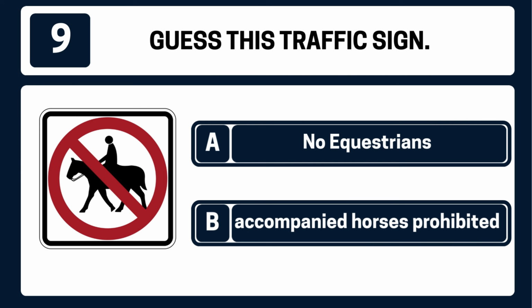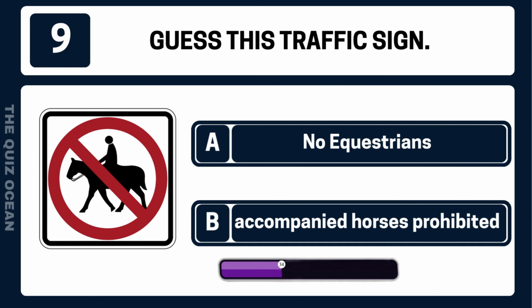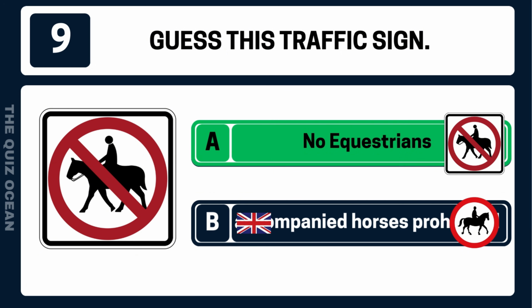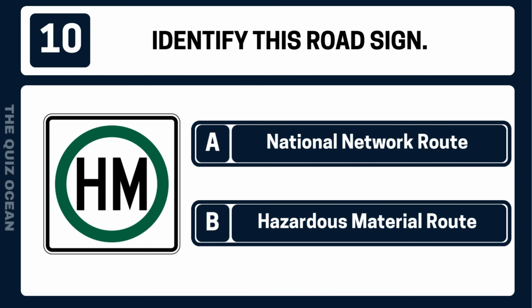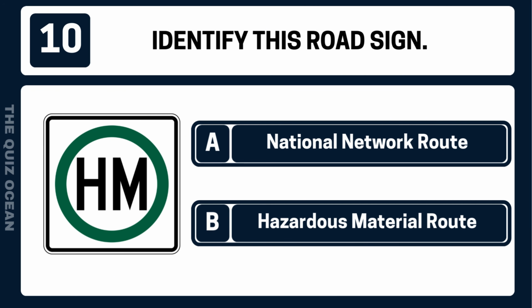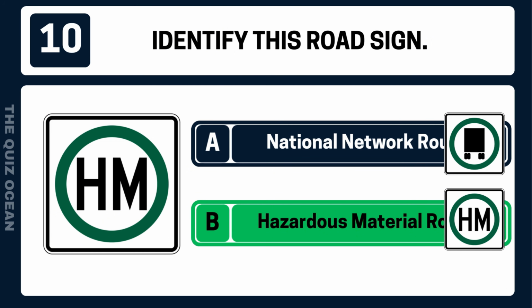Question 9. Guess this traffic sign. A. No equestrians. B. Accompanied horses prohibited. The answer is A. No equestrians. Question 10. Identify this road sign. A. National network route. B. Hazardous material route. The answer is B. Hazardous material route.